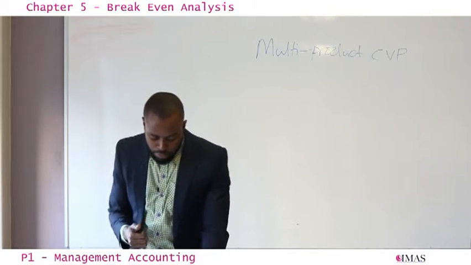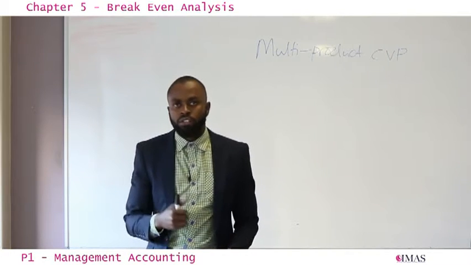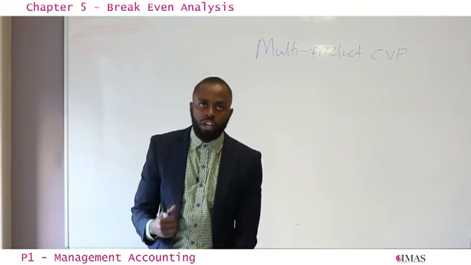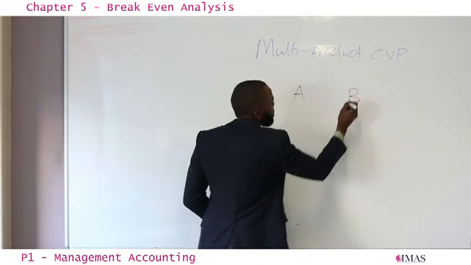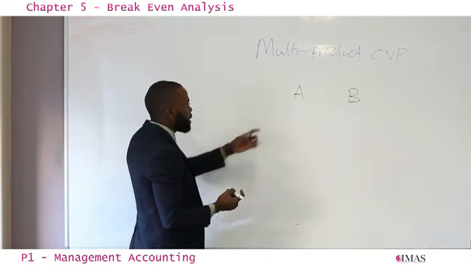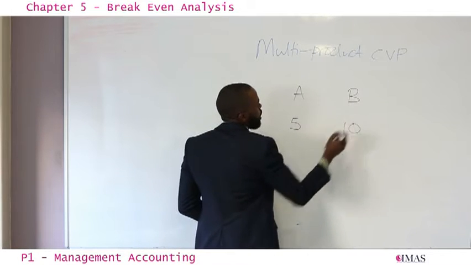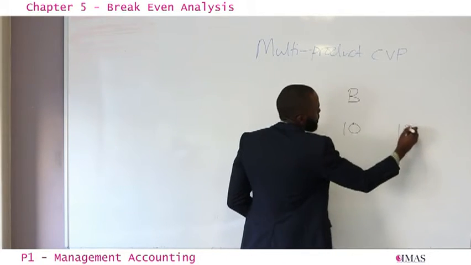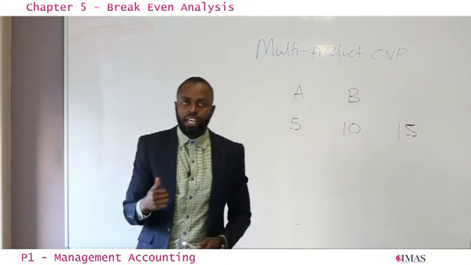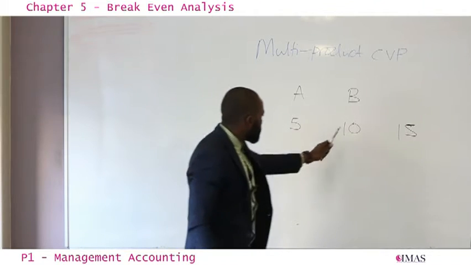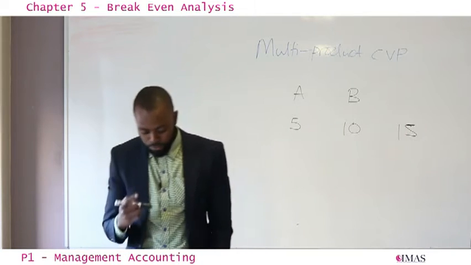Now for multi-product CVP analysis, the first assumption is that our sales have to be in accordance with a predetermined sales mix. What this means is a company should have a predetermined way of selling their products. Let's say a company has products A and B. For every 5 units of A, the company also sells 10 units of B. So whenever a company sells 15 units, 1/3 of that has to be product A and 2/3 of that has to be product B. We call that a predetermined sales mix. So that's the first assumption.